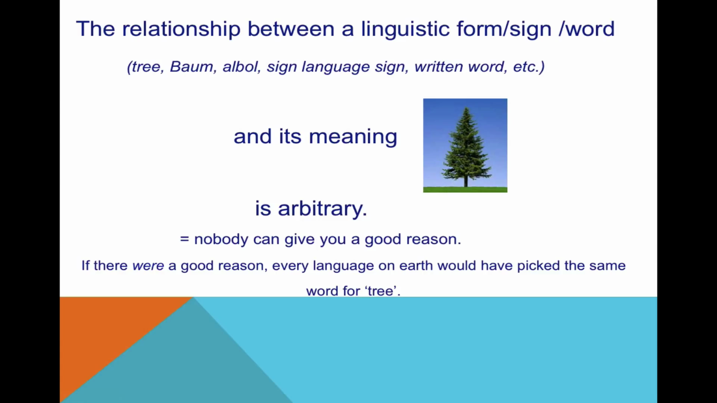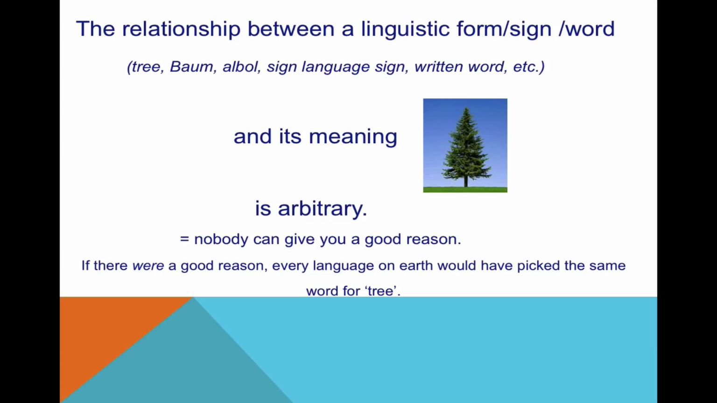The relationship between a linguistic form, sign, or word, what we call it, tree, Baum, arbol, whatever, a sign language sign, the written word, whatever we use for language, and the actual meaning of the thing, is arbitrary. And arbitrary means nobody can give you a good reason at all. Nobody can explain to you why Baum would make more or less sense than tree. None of them make sense. It's arbitrary. And arbitrary means who knows what the reasoning is.